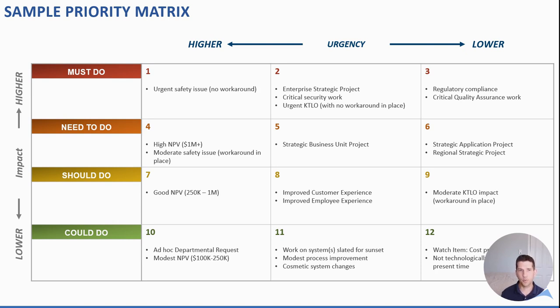And so you'd read it from left to right, top to bottom, and we've numbered the cells for convenience, numbers 1 through 12. Work that would fall into the number 1 cell is the most important. Work in cell number 12 would be the least important. And I'll walk you through some examples of how we would map the work to the priority matrix.